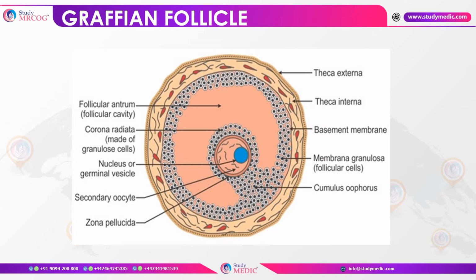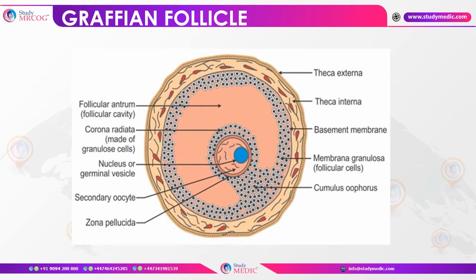Another important concept to be remembered is about the Graafian follicle and its structure, which is very commonly asked in exams. The Graafian follicle is also called the antral follicle just before ovulation, and we see a size of almost 18 to 20 millimeters. The outermost layer is the theca externa, followed by the theca interna and the basement membrane, which gets surrounded by the granulosa cells. We have the follicular cavity, which is filled by fluid, and in the middle we have the ovum.